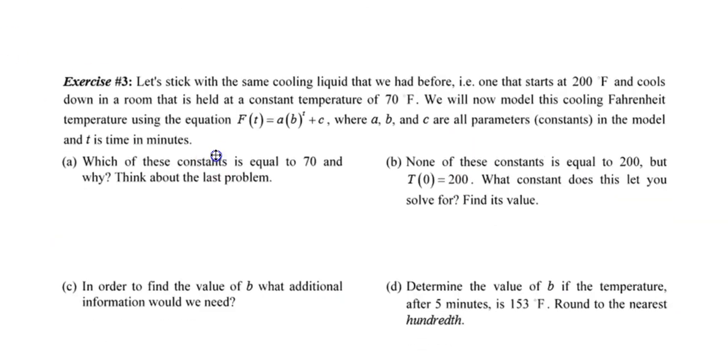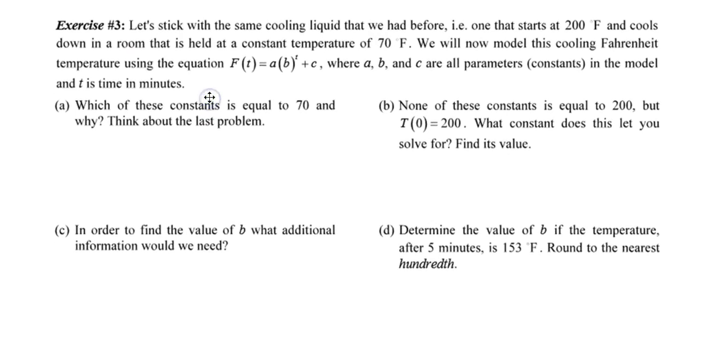All right, so at this point, let's apply this. We've got the same idea. We're going to stick with a 200 degree starting temperature and a room that is 70 degrees. And we're going to use the same model that we developed. There's a little typo over here. This over here should be an F. Make that an F right here, because our initial function is called f of t. Alrighty, so which of these constants is equal to 70 and why? Again, I'm asking you to pause and consider this.